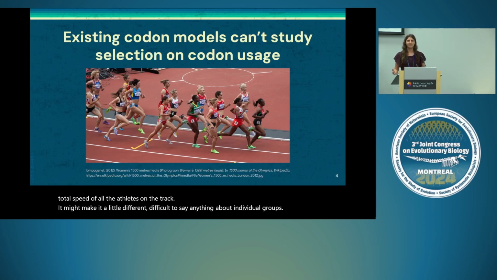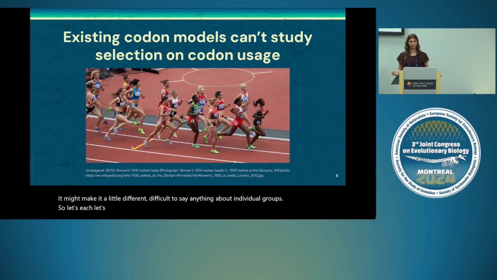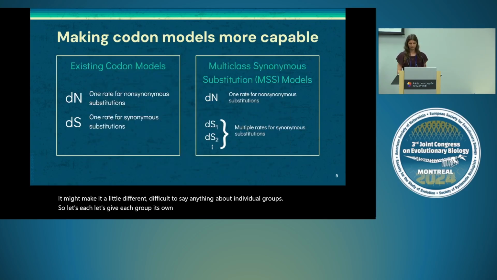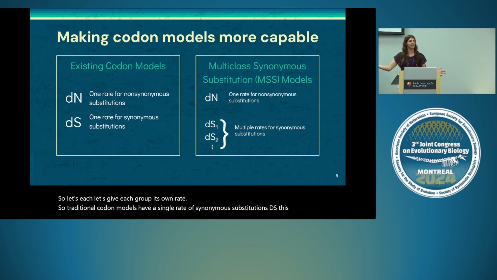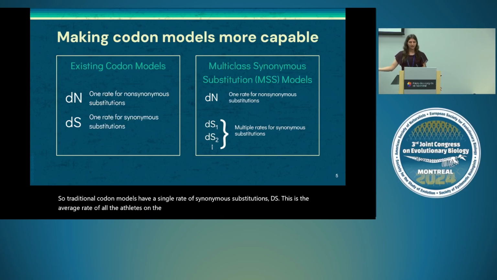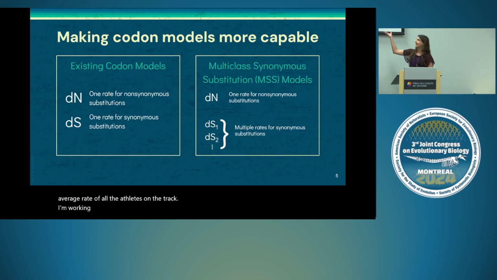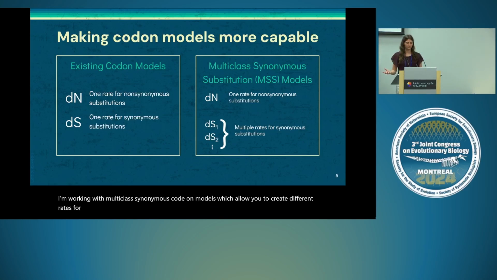So let's give each group its own rate. Traditional codon models have a single rate of synonymous substitutions, dS. This is the average rate of all the athletes on the track. I'm working with multi-class synonymous codon models, which allow you to create different rates for different groups.